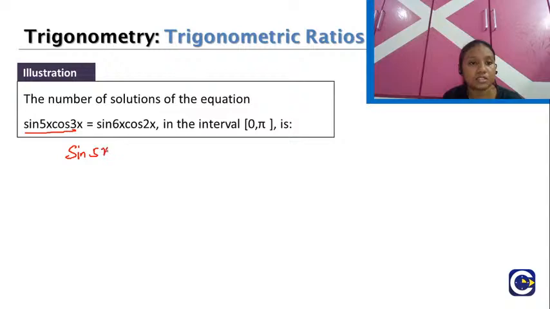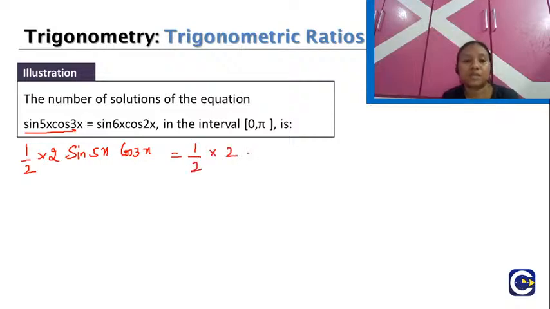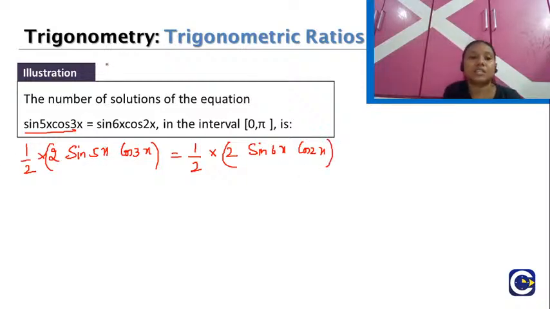So sin 5x cos 3x: there is no 2, so I am multiplying by 2 and dividing by 2. Here also the same thing, dividing by 2 and multiplying by 2, so sin 6x cos 2x. If in the first term sin 5x is in the form of (C plus D) by 2, then this term is 5x, which means C plus D should be equal to 10x. In the same way, (C minus D) by 2 here should be equal to 3x, which means C minus D should be equal to 6x.